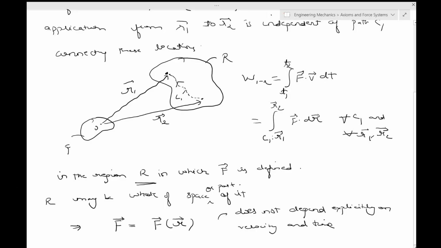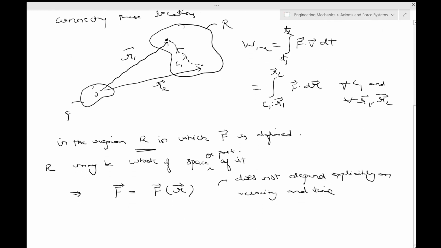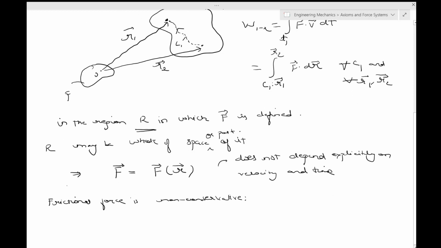So let's take up an example of a frictional force, which is non-conservative. Let's see why, just based on this definition. Because its direction, since force is a vector, we have to also consider its direction. So the direction of a frictional force is velocity dependent.